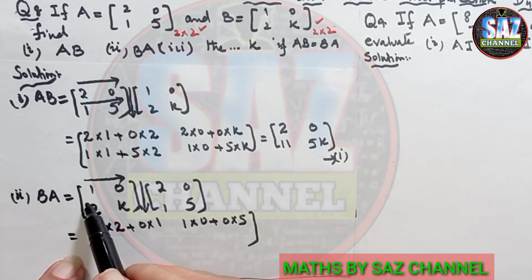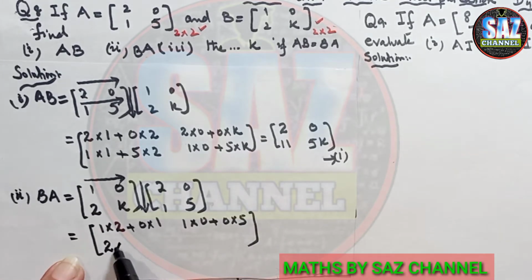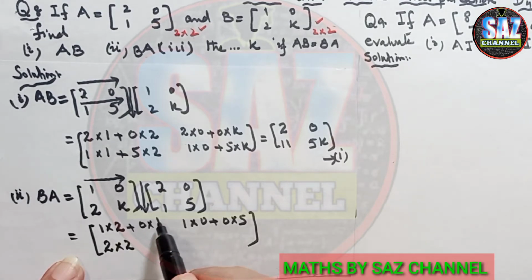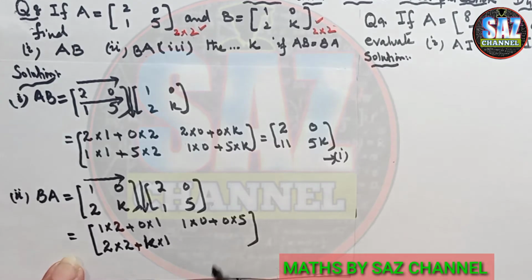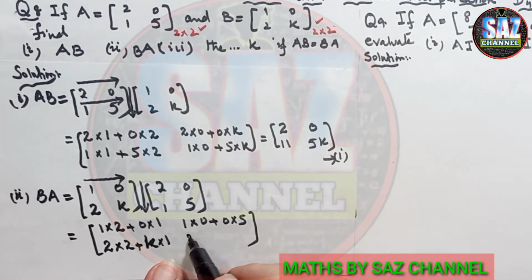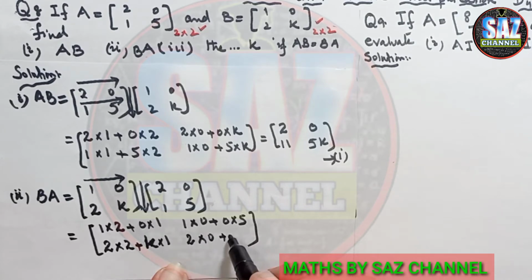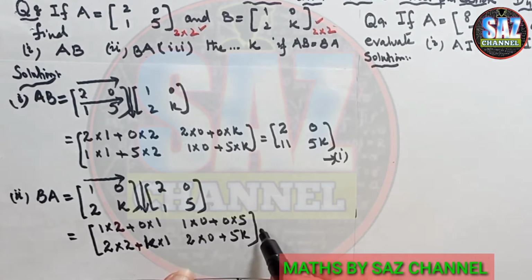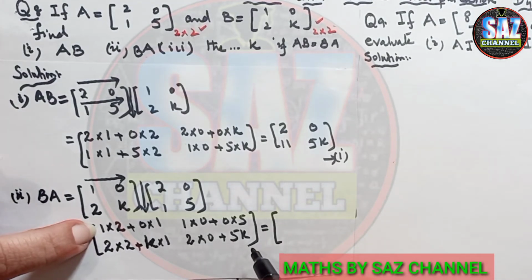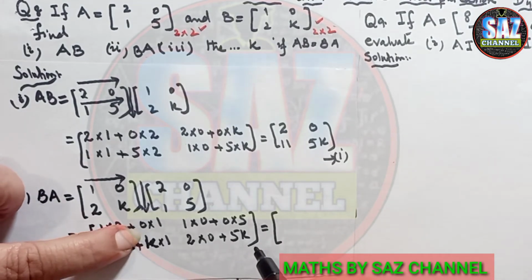Then coming to the second row, the first element is 2: 2 will be multiplied by 2 plus 1 multiplied by k, or k multiplied by 1. Let me write it in the pattern, k multiplied by 1, and then 2 multiplied by 0 plus 5 multiplied by k. Now let me quickly simplify these entries. 1 multiplied by 2 is 2 plus 0 multiplied by 1 is 0.